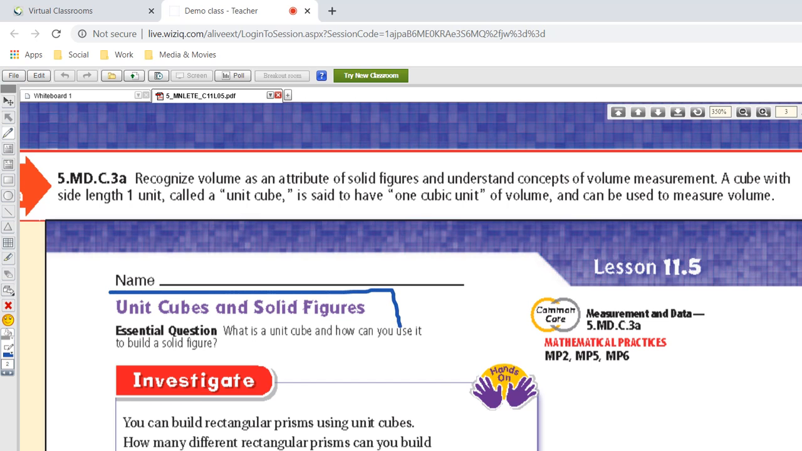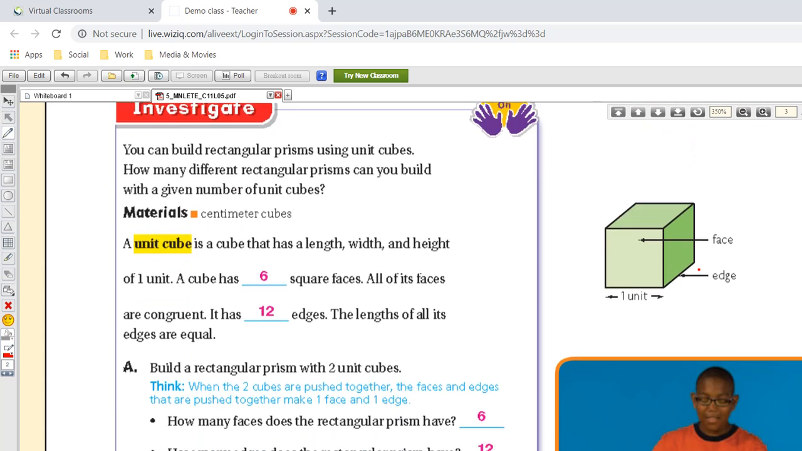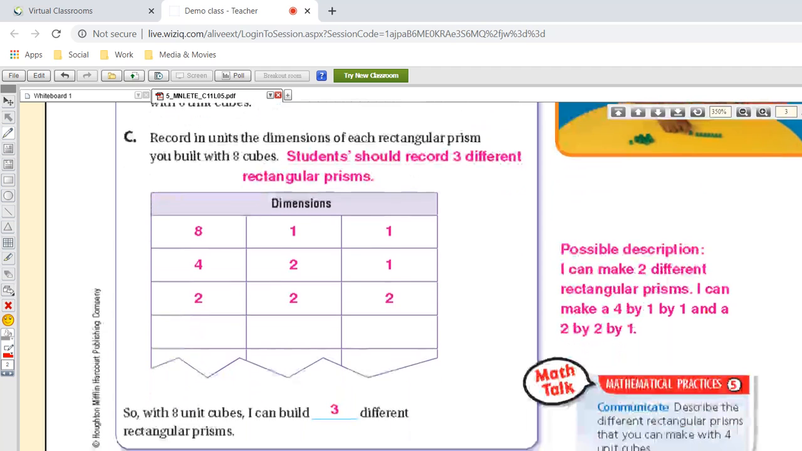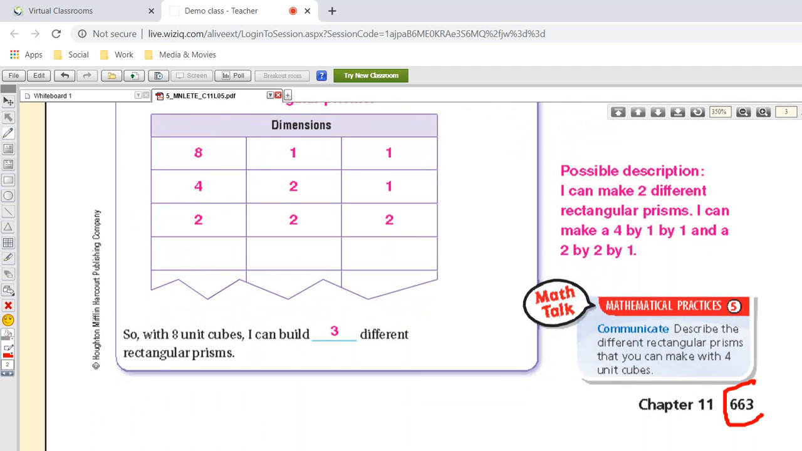Today's lesson is about unit cubes and solid figures. Let's open your book on lesson 11.5, page 663.